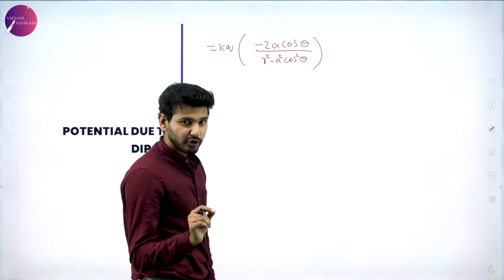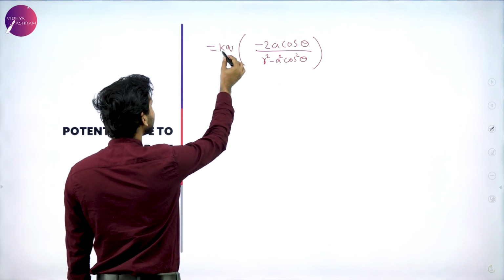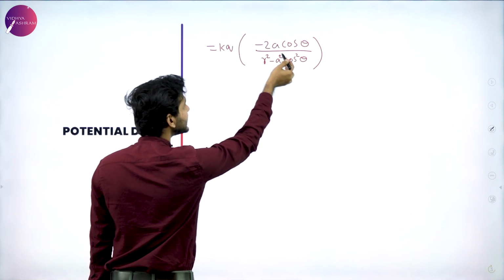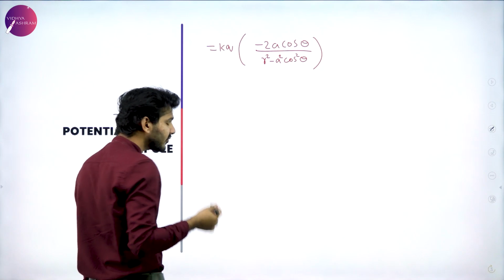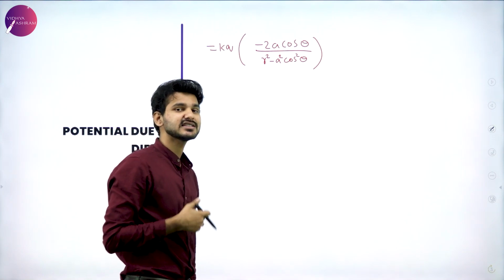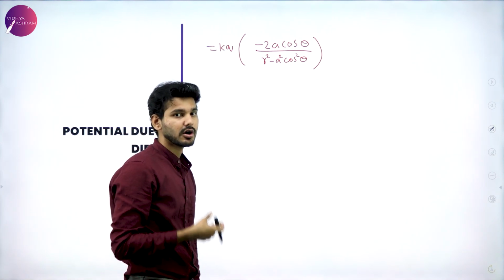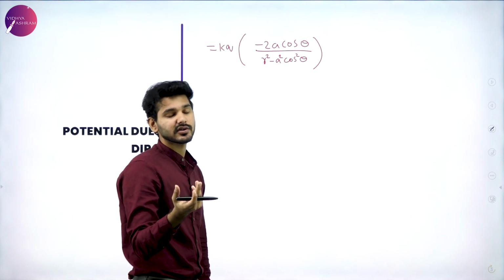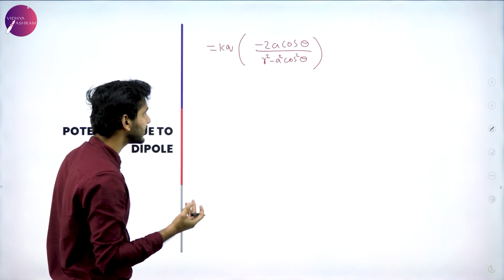We are not just over here. So what we are going to do is multiply this kq inside, and don't worry about the negative sign. The negative sign is just indicating the direction, the nature of the dipole. We can just avoid that.